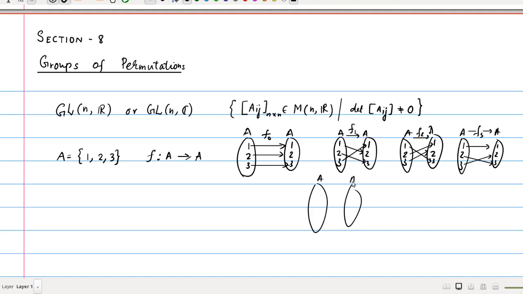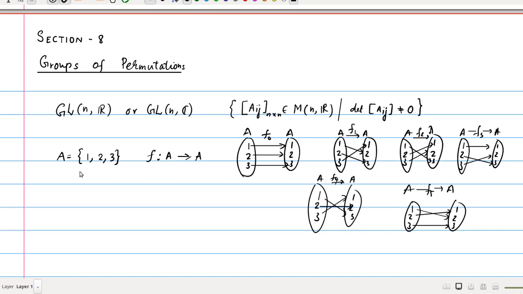Then we have f4, again from 1, 2, 3 to 1, 2, 3, where 1 and 3 are interchanged: 1 goes to 3 and 3 goes to 1, and 2 is fixed. The last one is denoted by f5, from A to A again, where 3 is fixed, 1 goes to 2 and 2 goes to 1. So these are the one-one onto functions from A to A.